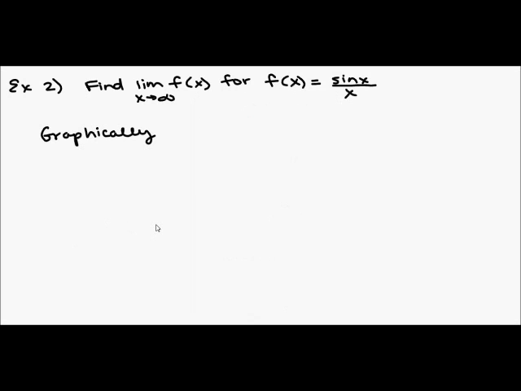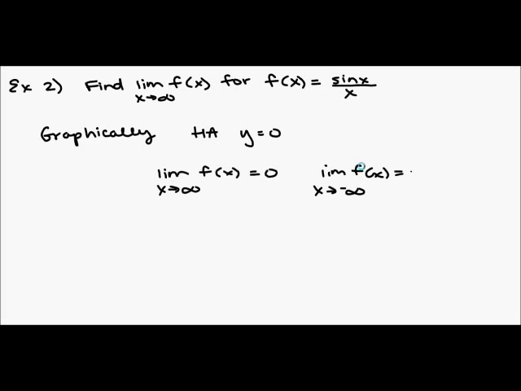y equals 0. So we get a horizontal asymptote at y equals 0 because the limit as x goes to infinity of f of x equals 0. And also, we only need one to get the asymptote, but we have both. So I'm going to write both. To negative infinity, we get 0.